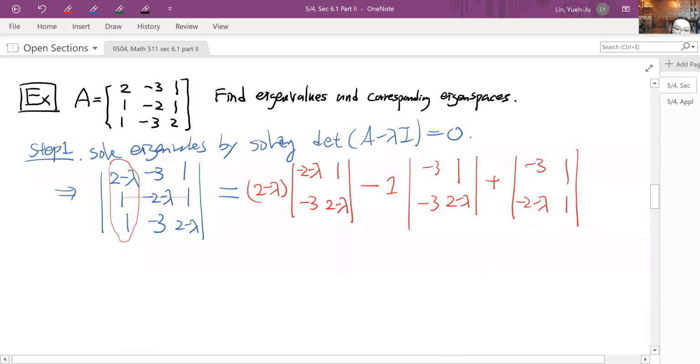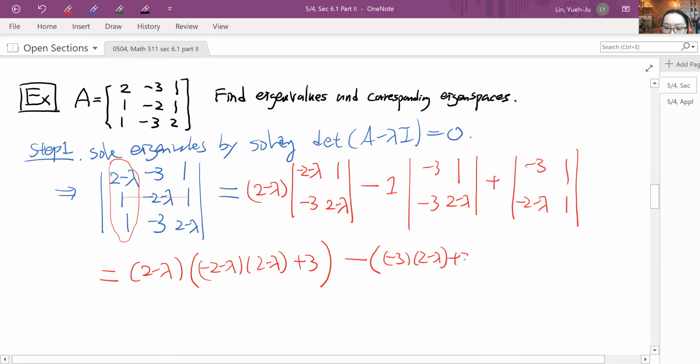Okay, so this is not too bad. Unfortunately, you just have to expand everything. So you have 2 minus lambda, and this part you have minus 2 minus lambda times 2 minus lambda plus 3. And minus, this is minus 3 times 2 minus lambda plus 3 plus minus 3 minus 2.